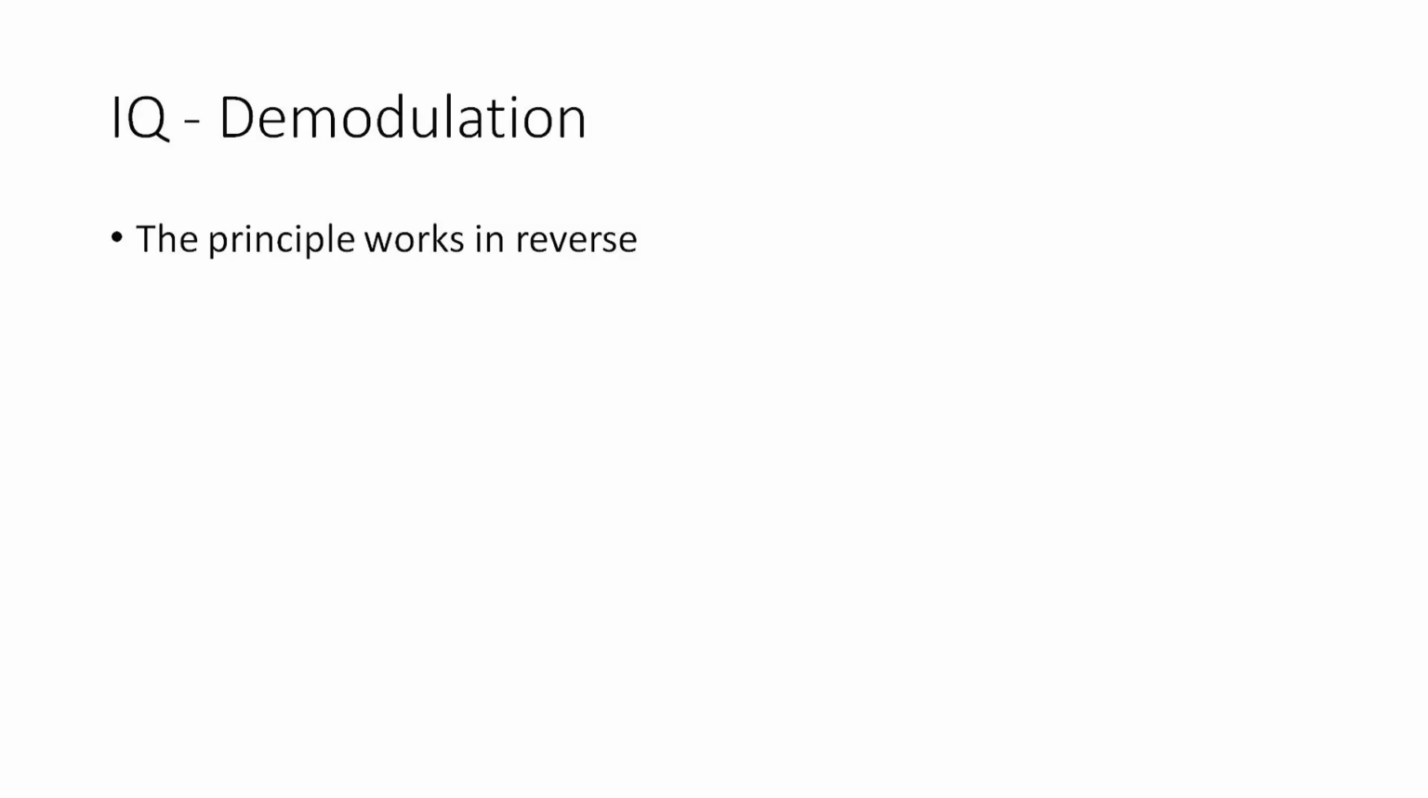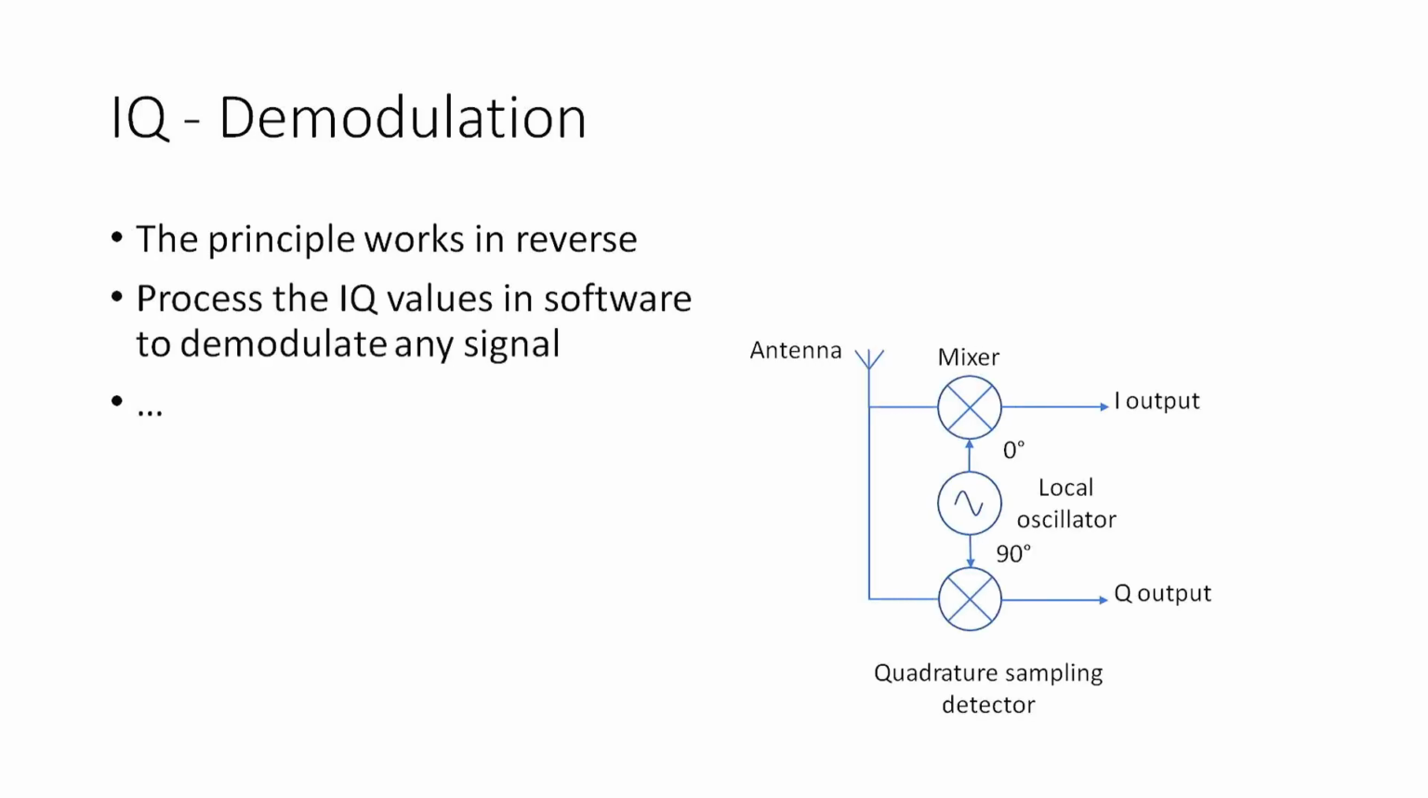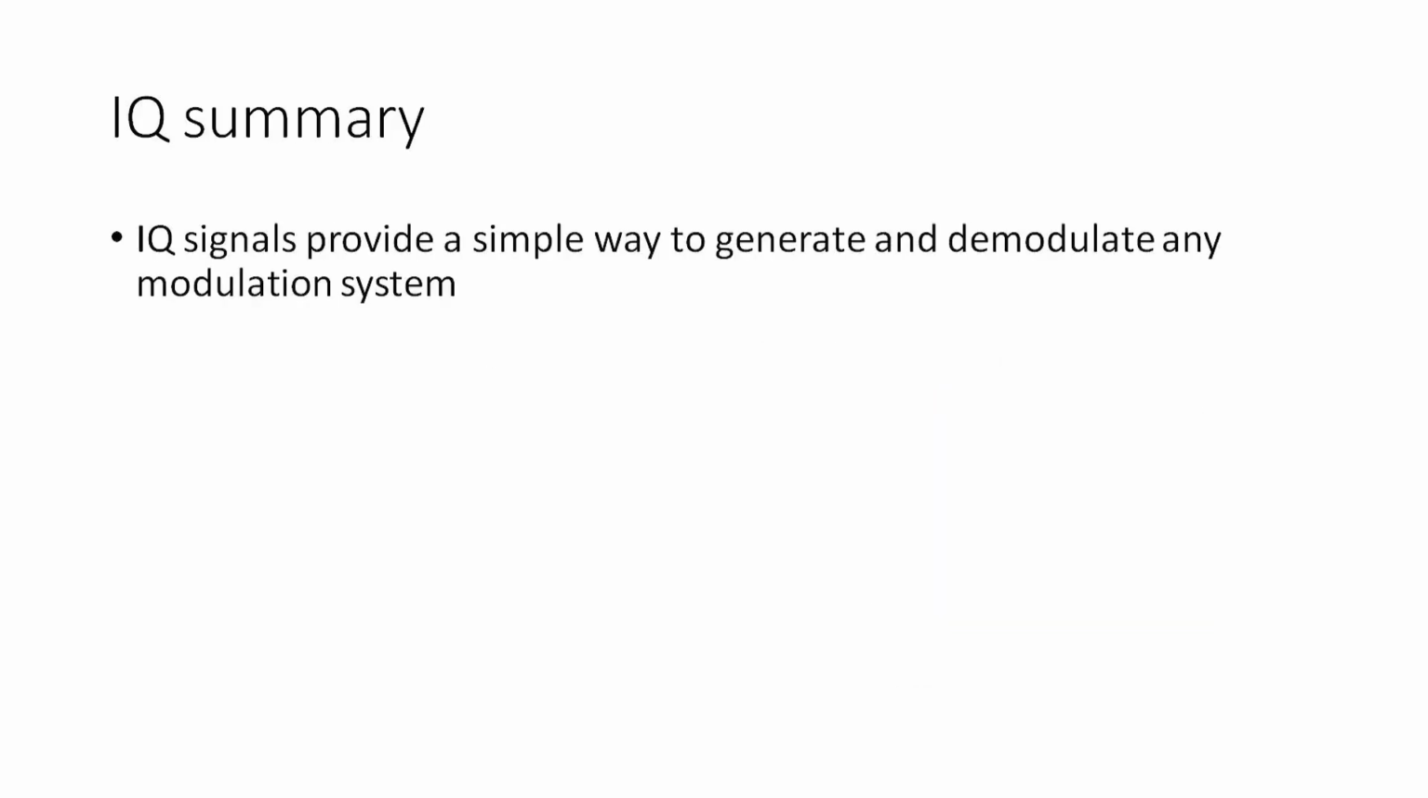And the great thing is it works in reverse. So if you put a modulated signal in there, the I and Q signals, the phase changes will be able to be extracted. So you can demodulate any signal. And we get back to the soft rock, which is this quadrature sampling decoder. So the point about this is that IQ signals are really powerful because they allow you to create any modulation system and demodulate any modulation system. So it's why they're at the heart of all software-defined radios.